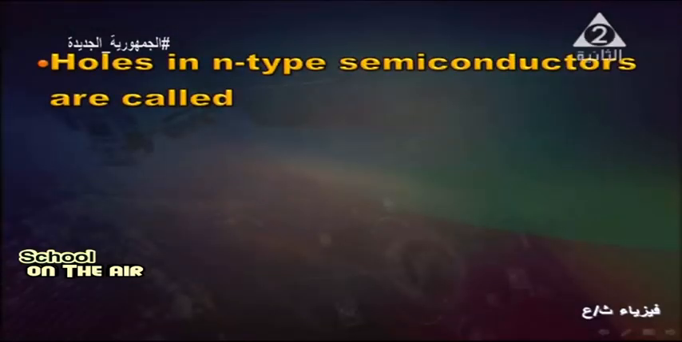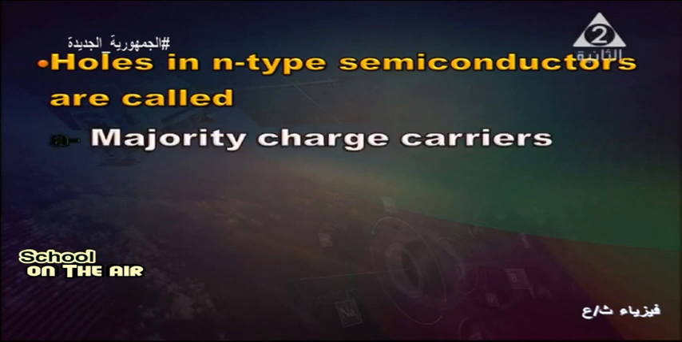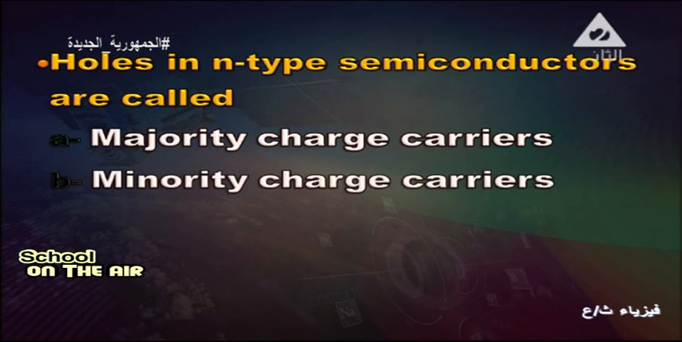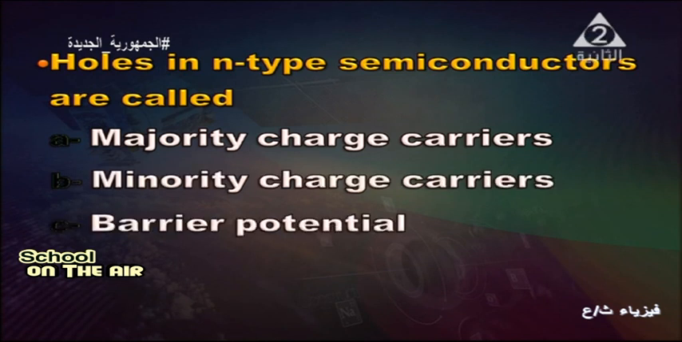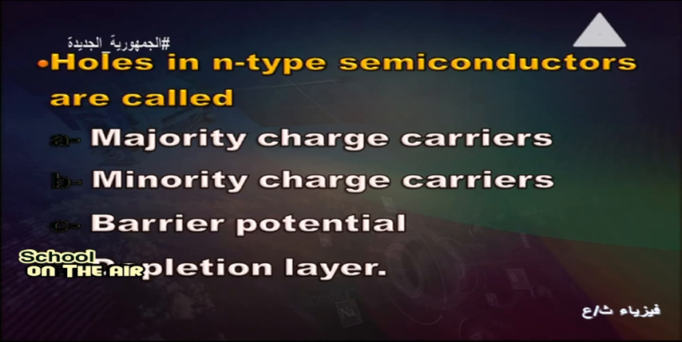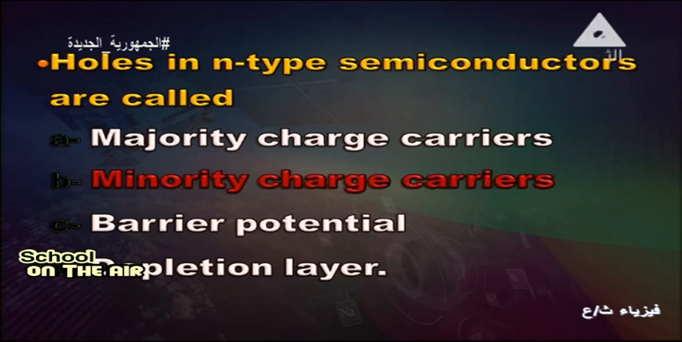Holes in N-type semiconductors are called, I guess it's all easy: majority charge carriers, minority charge carriers, barrier potential, or depletion. Of course, it is minority charge carriers.